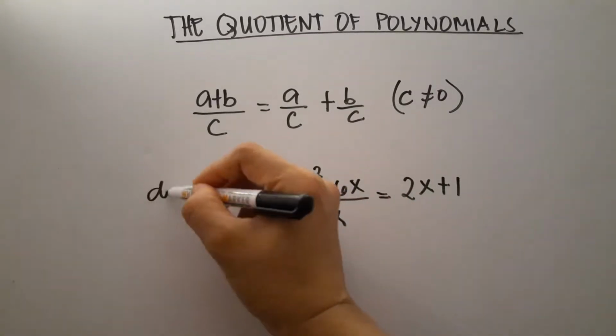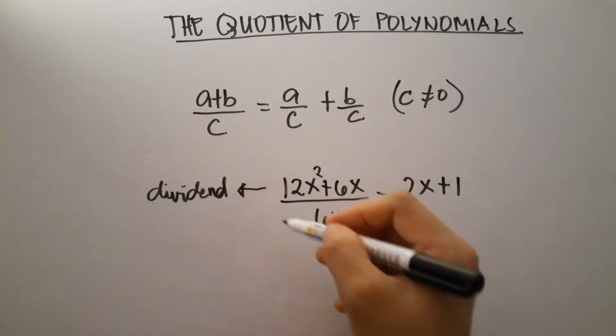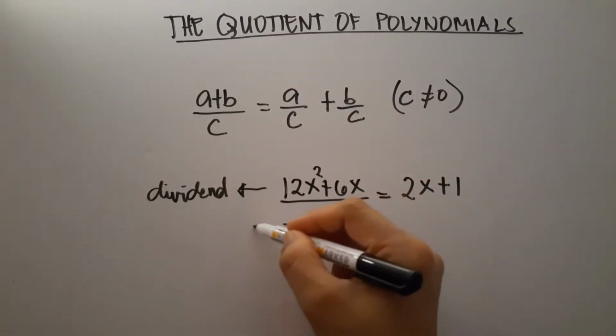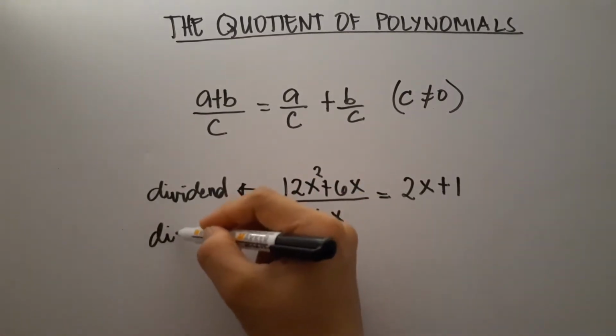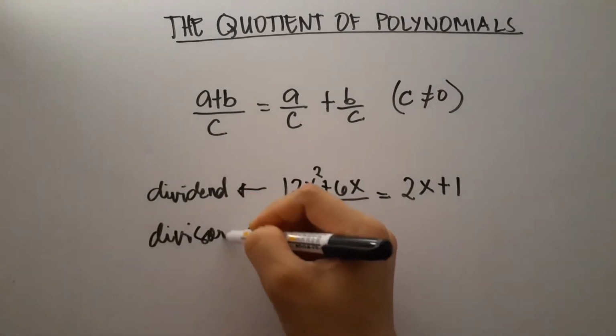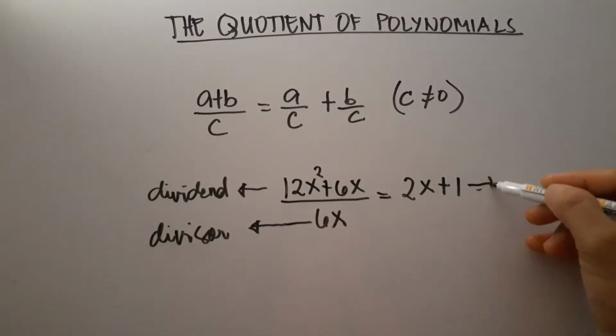where 12x squared plus 6x is the dividend, and 6x is our divisor, and 2x plus 1 is the quotient.